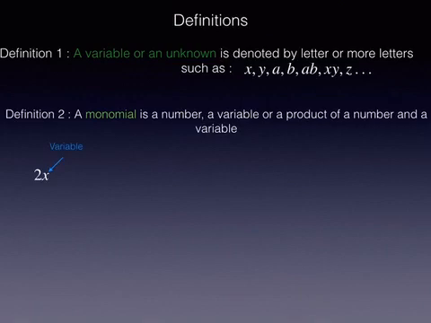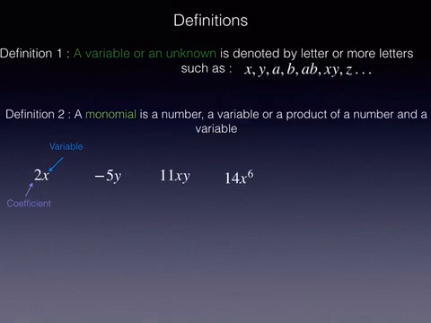The variable x is a variable, and the number 2 is called the coefficient. 2 is the coefficient of the monomial 2x, and x is the variable of this monomial. Second example, minus 5y is a monomial. Minus 5 is the coefficient of this monomial, and y is the variable of this monomial. 11xy is also a monomial. xy now is the variable, and 11 is the coefficient of this monomial.